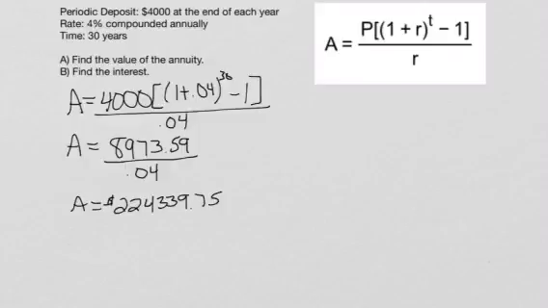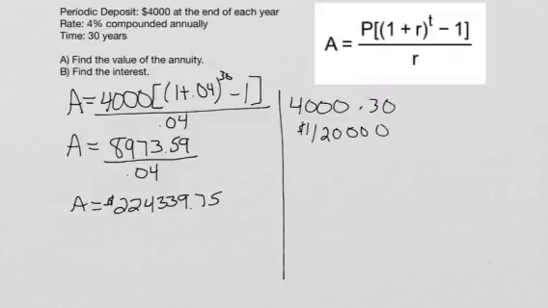Now part B says, well, let's figure out how much interest we made on the annuity. Okay, so to do that, we got to figure out how much we put in first. And so if we put 4,000 at the end of each year for 30 years, so we multiply that value by 30, well, that's going to give me a total of $120,000. So that's how much money we put in ourselves by putting in 4,000 at the end of each year.